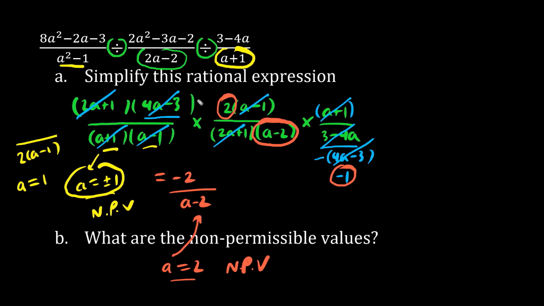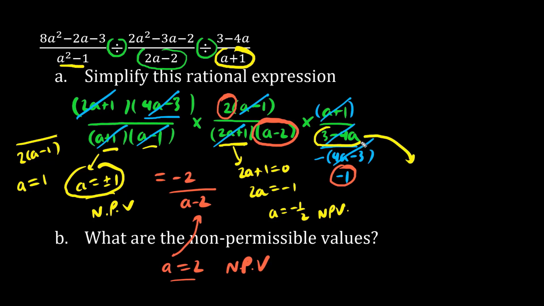When the division statement becomes a multiplication statement and we flip the top and bottom, we have additional NPVs. Let's focus on the 2a plus 1. 2a plus 1 equals 0 causes a vertical asymptote. So we have 2a equals negative 1, and we get negative 1/2 as another NPV. Finally, for a moment, we have a denominator 3 minus 4a. 3 minus 4a equals 0. So 4a equals 3. A equals 3 over 4 is yet another NPV.